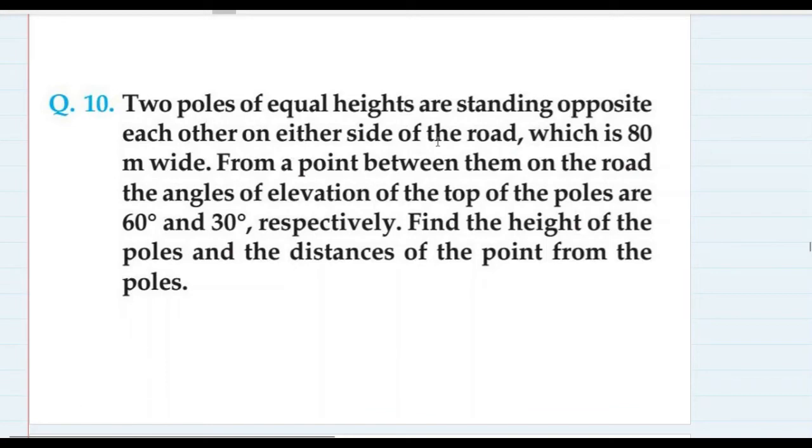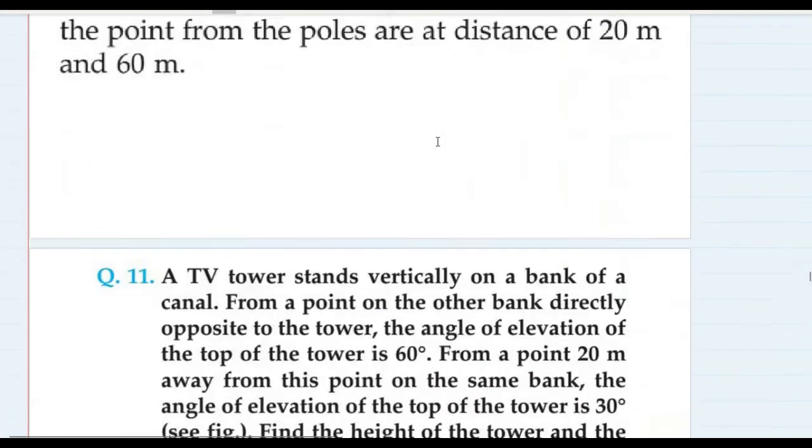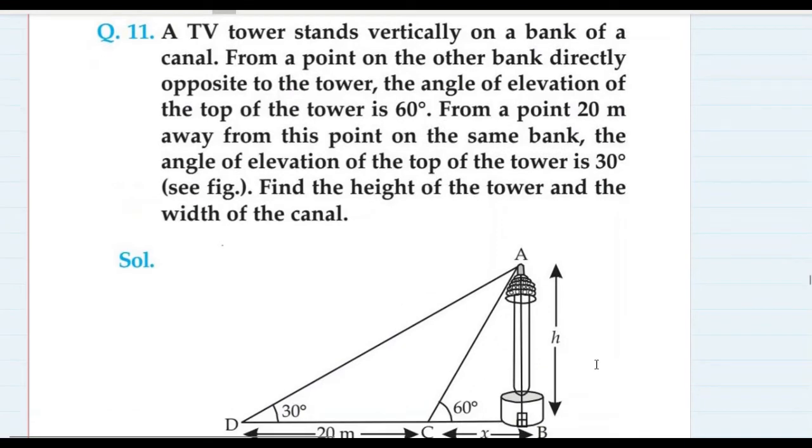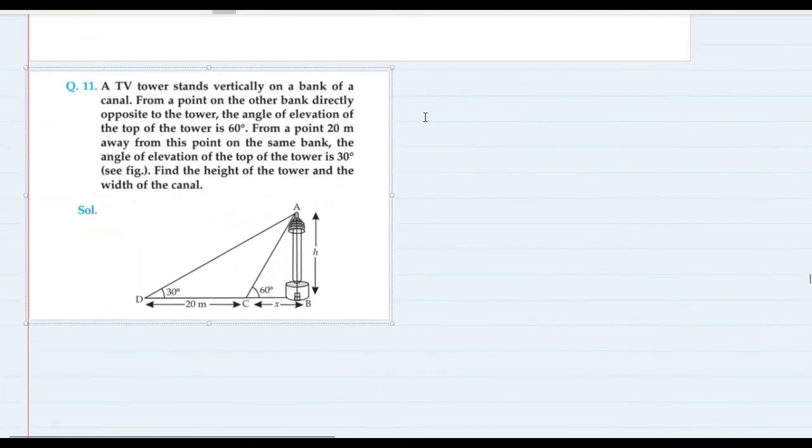Okay, let me see. Oh yeah, this one I have not done. Question number 11, let's try this one. A TV tower stands vertically on a bank of a canal. Okay, so there is a canal, and on one bank of the canal, a TV tower stands vertically. From a point on the other bank directly opposite to the tower, the angle of elevation of the top of the tower is 60 degree.